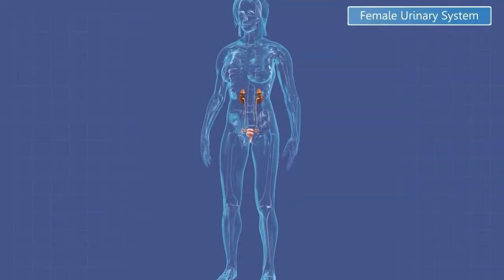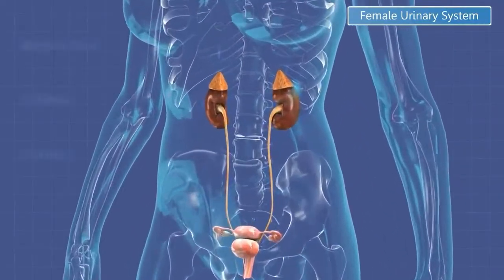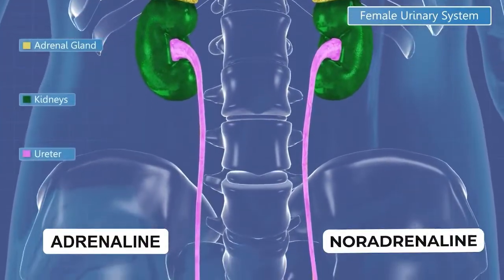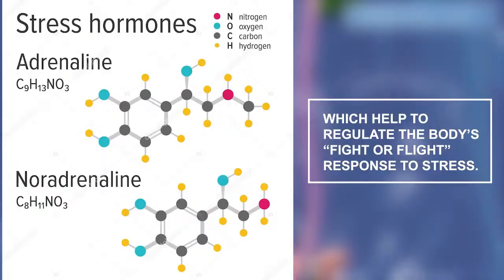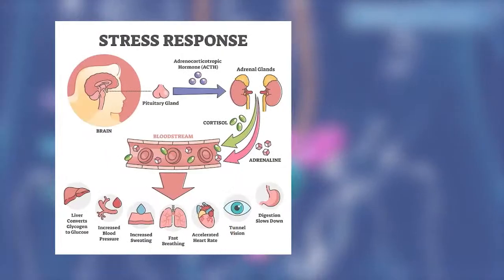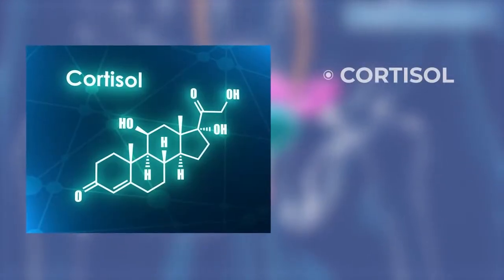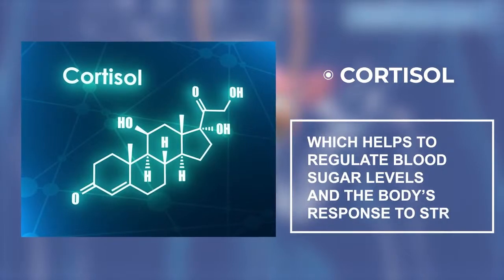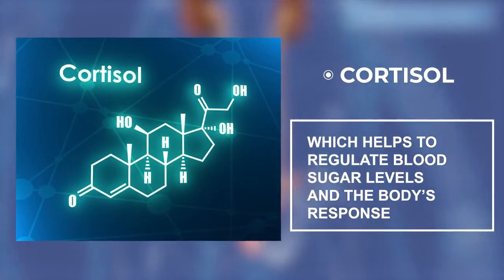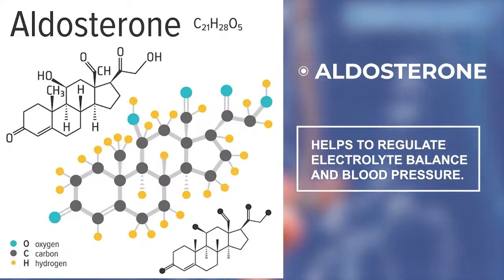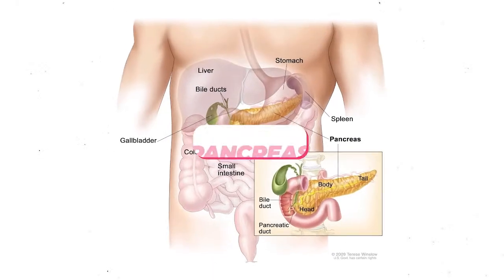Adrenal glands. The adrenal glands are located on top of each kidney and produce a variety of hormones, including adrenaline and noradrenaline, which help to regulate the body's fight or flight response to stress. The adrenal glands also produce hormones that regulate the body's metabolism, such as cortisol, which helps to regulate blood sugar levels and the body's response to stress, and aldosterone, which helps to regulate electrolyte balance and blood pressure.